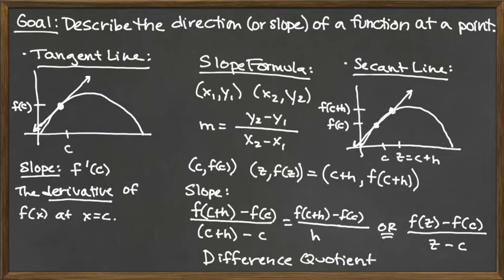And the idea is we're going to be able to approximate the tangent line, the slope of the tangent line, by looking at the slopes of the secant lines where we're going to let that h go to 0, or we could think about it equivalently as saying the z approaching c.